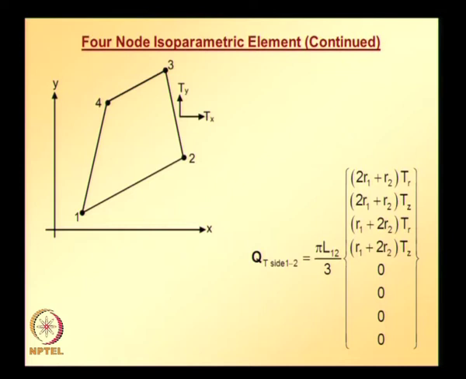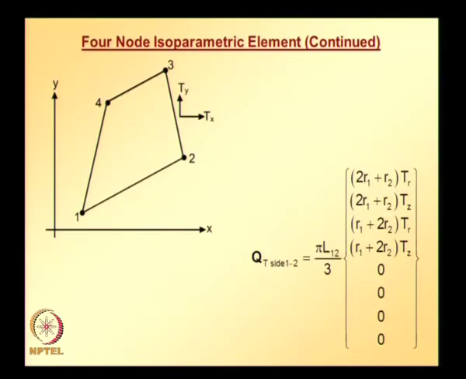By substituting all the quantities, please note that in the previous equation we have 2 pi r, and r can also be expressed in terms of finite element shape functions and the radial coordinates of all the 4 nodes. By doing that substitution and simplifying the previous integral, we get this equivalent nodal load vector. You can easily see that the components corresponding to nodes 3 and 4 are 0, because uniform pressure load is applied along side 1 2.